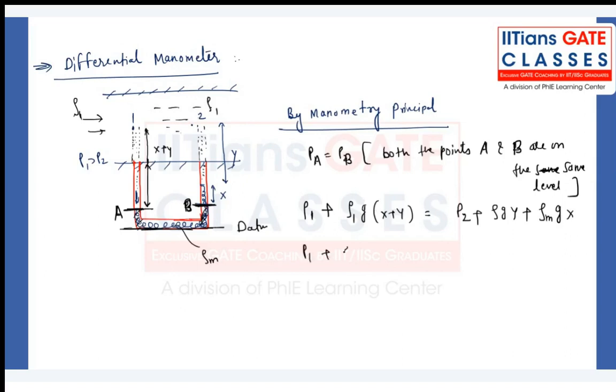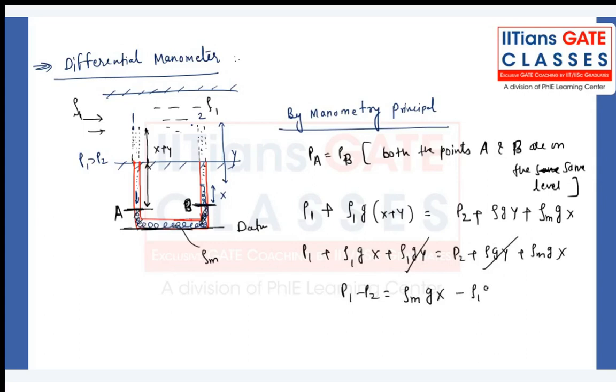This P1 plus rho 1 g into x plus rho 1 g into y, that is P2, plus rho g y plus rho m g into x. So this will cancel out. Ultimately, P1 minus P2 will be rho m g into x minus rho 1 g into x. Check it out.